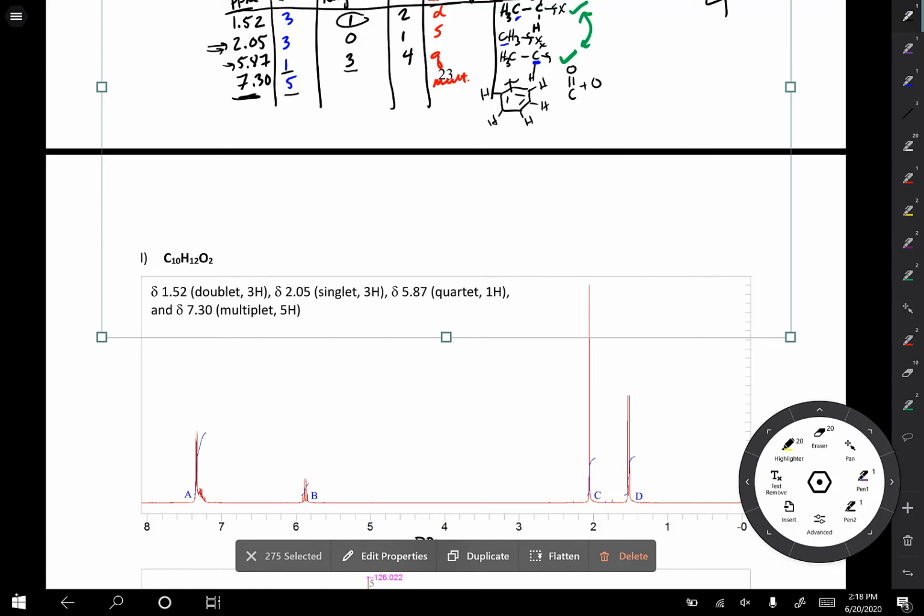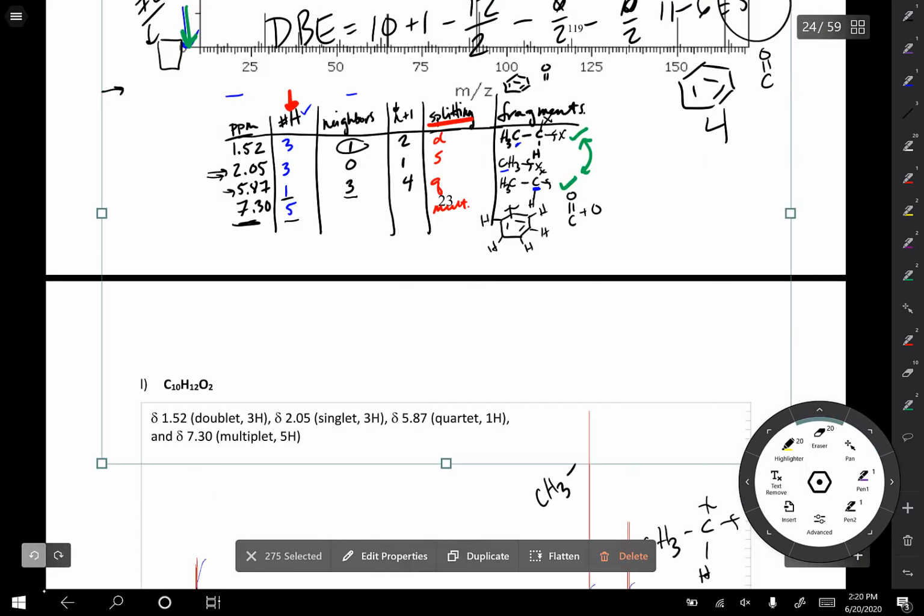label. So at 1.52, we know we have a CH3 group. It's bound to a carbon with a hydrogen. We know the other 2 things attached to that. It's neighboring CH group. They are not hydrogens. C is a CH3 group. But we know that this CH3 is bound to something without any other hydrogens. And we know that because it has no neighbors. Okay, what's the next signal?